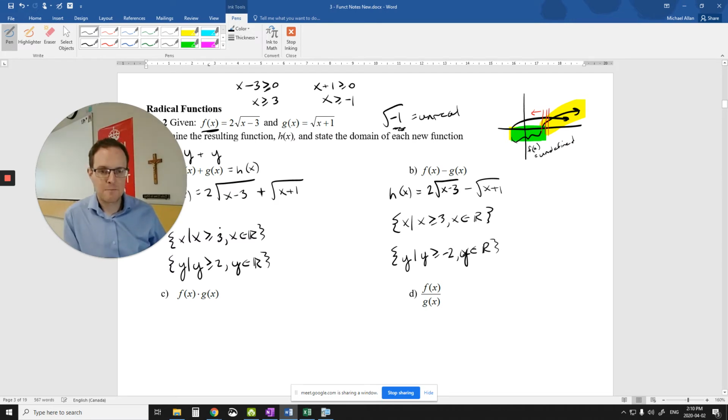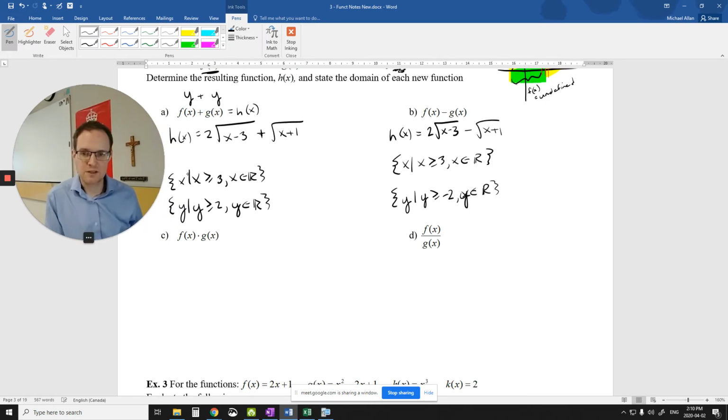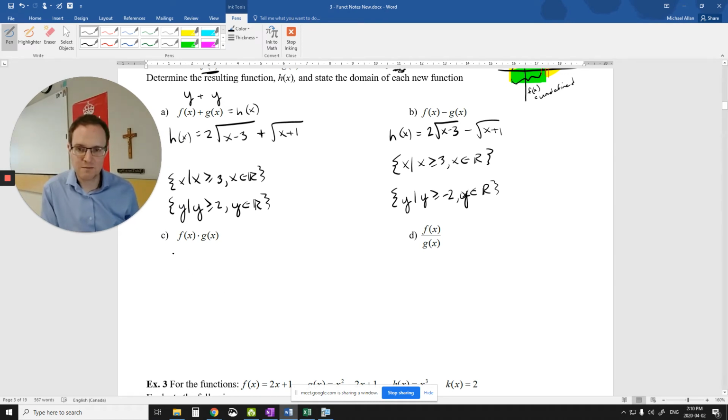Okay. So let's see what we can do with these other graphs here. So we're going to multiply them this time. So this graph here, I'm going to go 2 times the root of x minus 3. Times that with the root of x plus 1. And when you multiply two radicals that have the same index, you can multiply the radicands together. So I can multiply the two pieces inside here and make it one big radical. I can say x minus 3, x plus 1.